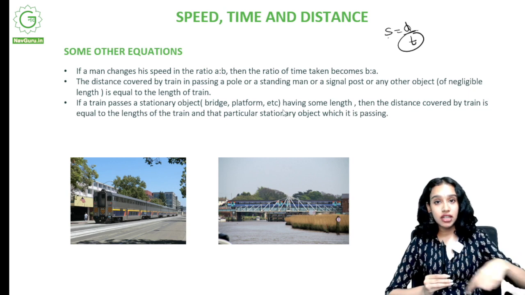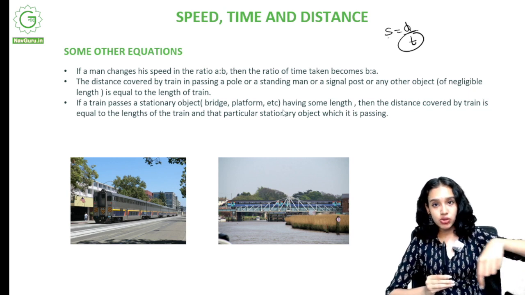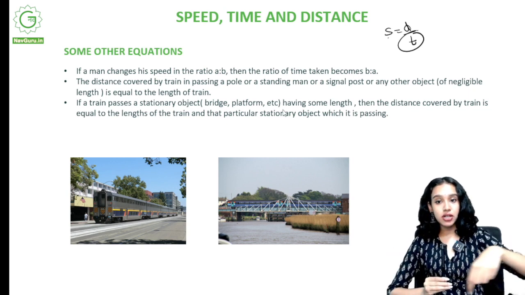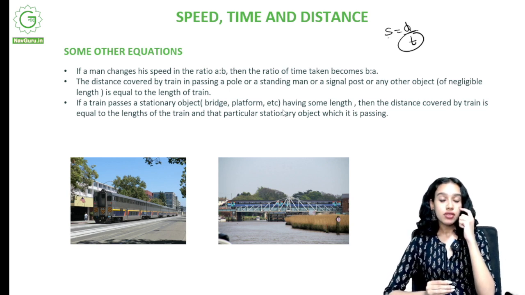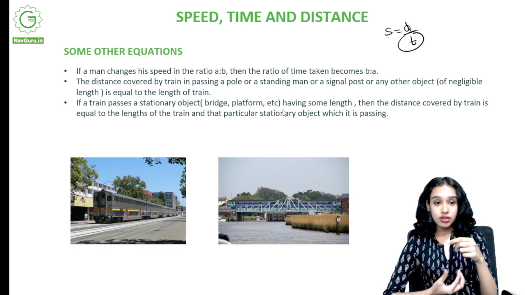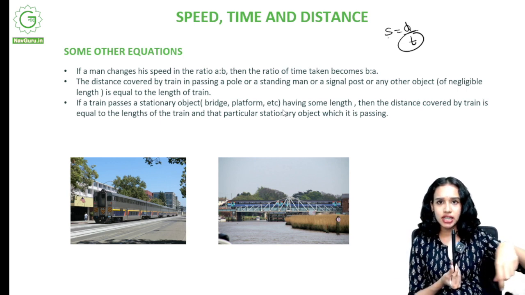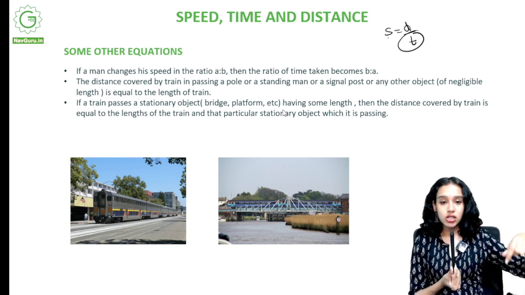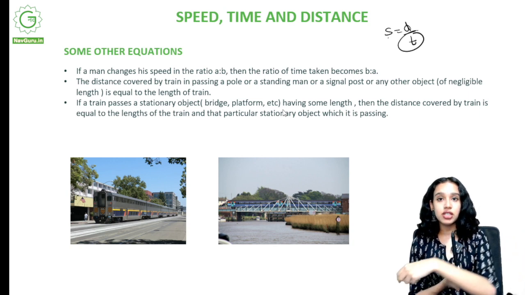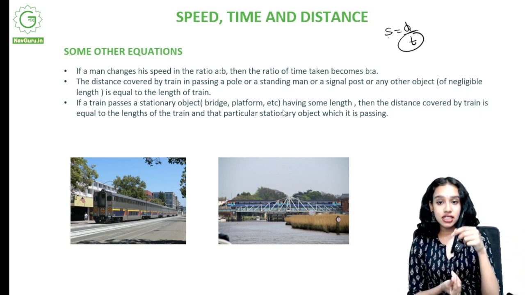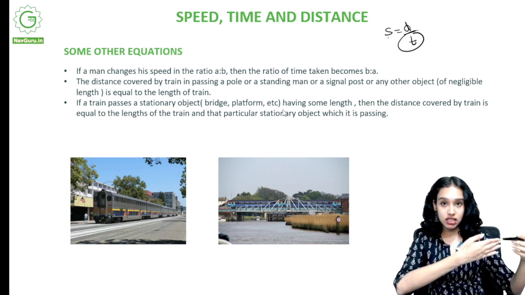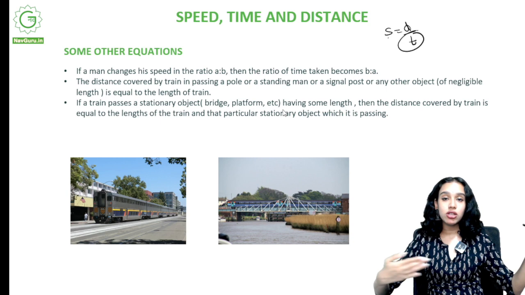You know the trains are very long, right? So a train is moving here in front of the pole. The size of this pole, or the distance covered by this pole, is really negligible when compared to the length of the train. So when a train is moving in front of this pole, we neglect the distance covered by the pole, but we just take the distance covered to be the length of the train.